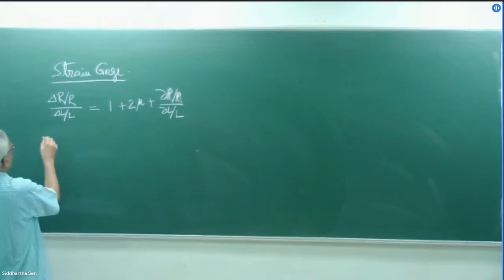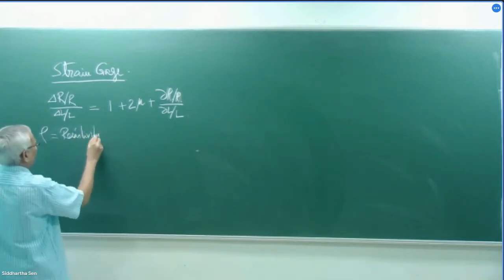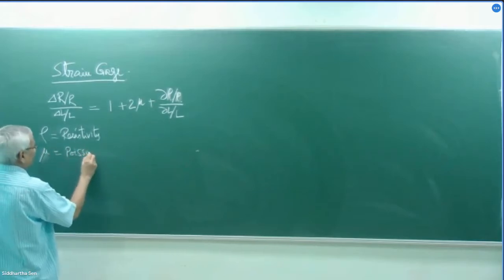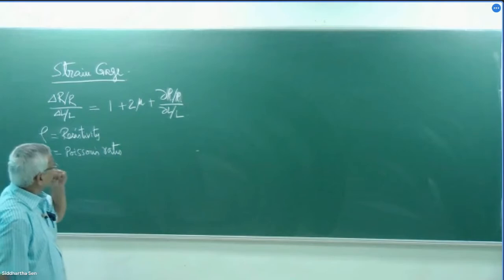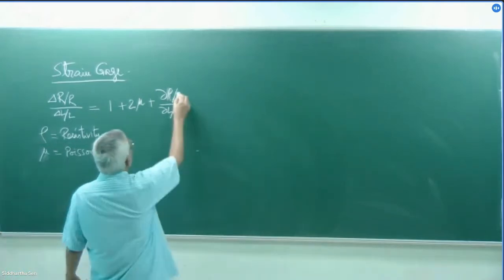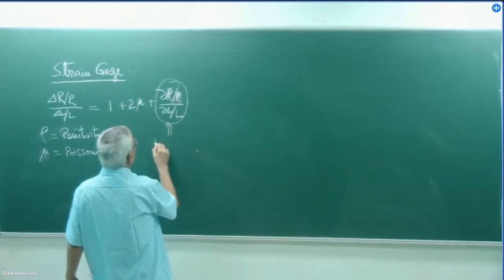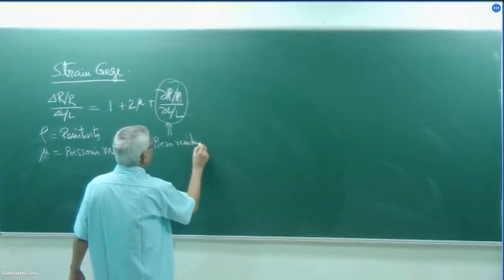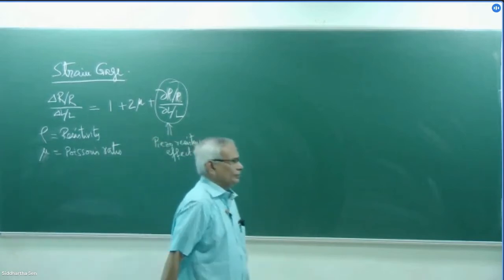Here del rho is the change in resistivity, and mu is the Poisson's ratio. So these two things we have seen, and this change in resistivity per strain is due to what we call the piezo resistance effect. This is known as the piezo resistance effect.